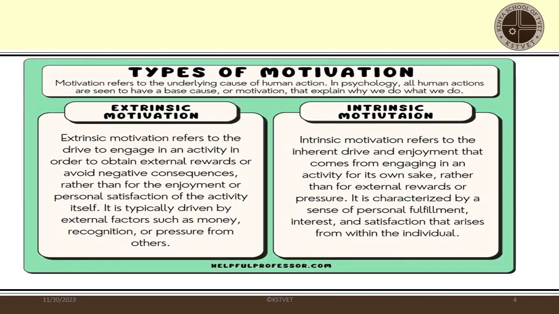Now, let us go straight to our topic for today, types of motivation. There are two types of motivation. If you go to the internet, you will get more types, but let us now focus on the main two. The two main types are intrinsic motivation and extrinsic motivation. Intrinsic motivation comes from an internal desire to accomplish a goal, while extrinsic motivation comes from external rewards and praise.